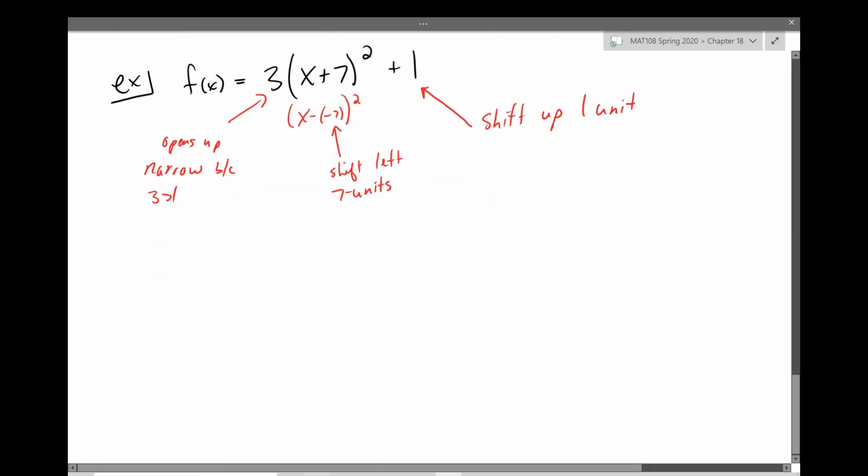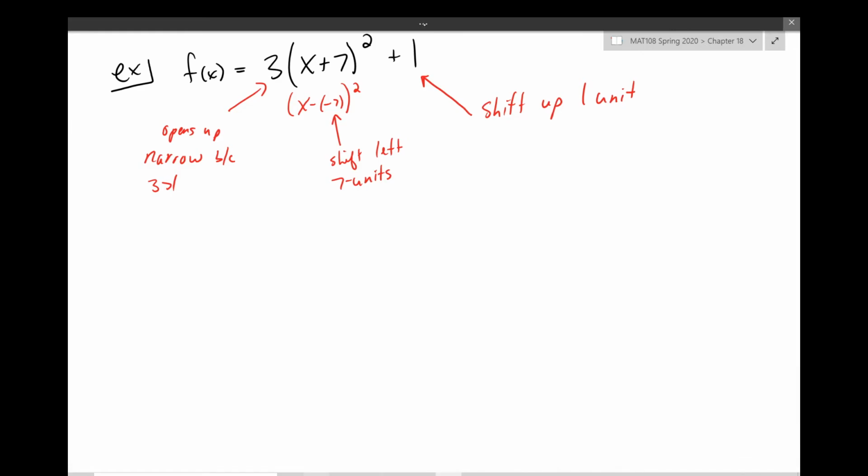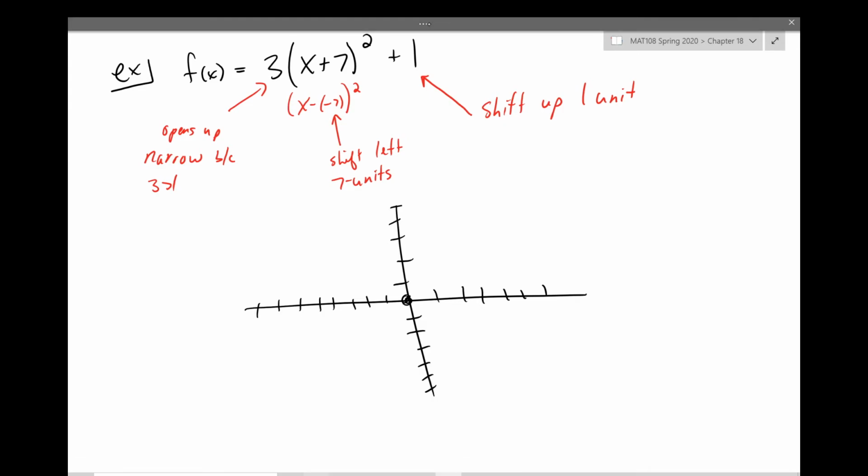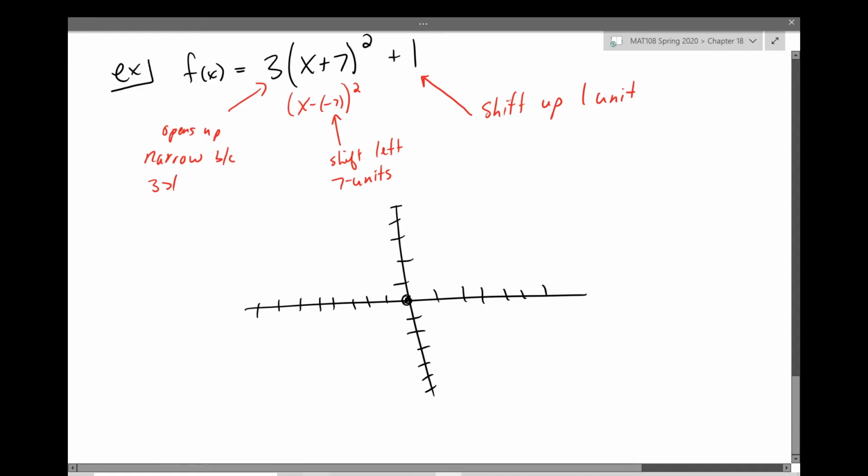So watch how fast I do this now. I start off once again at my origin. Just let me label everything. I start off right here at the origin, and I'm going to shift up 1 unit. Let me use a different color, the highlighter, so you can see my moves. So I shift up 1 unit. Then to the left, 7 units: 1, 2, 3, 4, 5, 6, 7. So that's right here now.